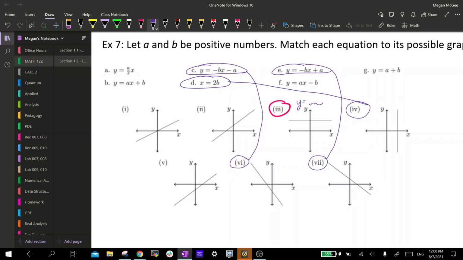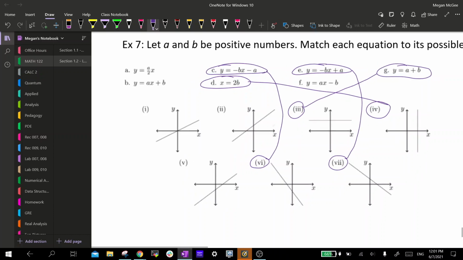B, that's not helpful either. There's an x involved. How about G? Y is equal to A plus B. Well, A is just some number, and B is also just some number. So A plus B is just going to give us some number, right? So that matches best with y is equal to some number. So we are going to match G with graph number 3.